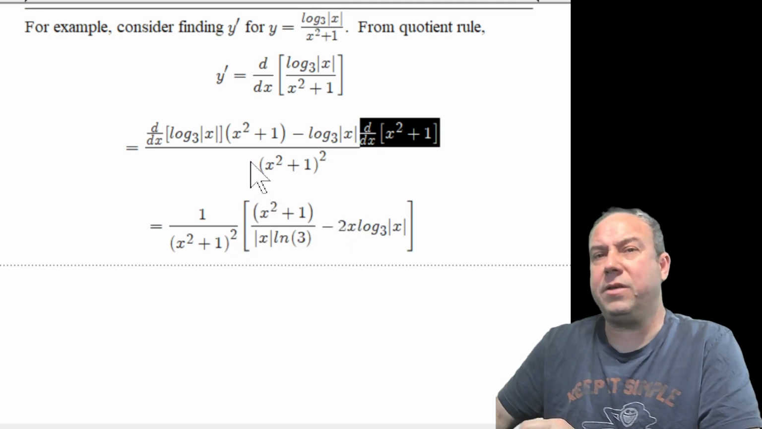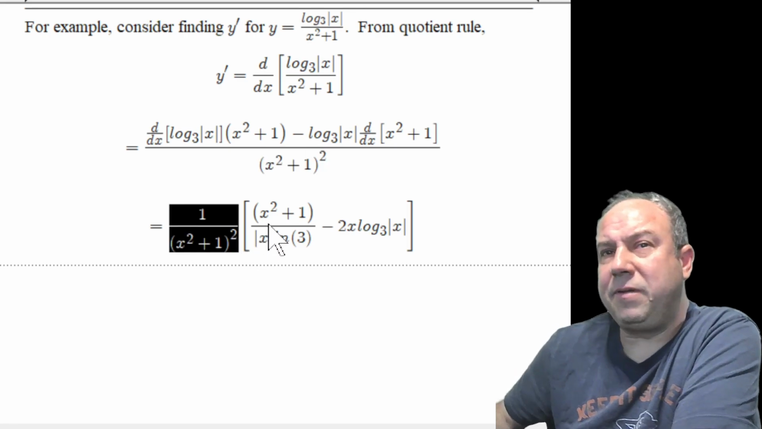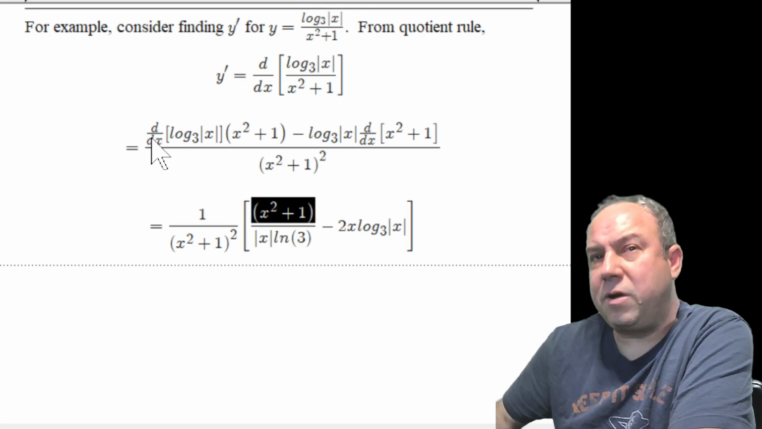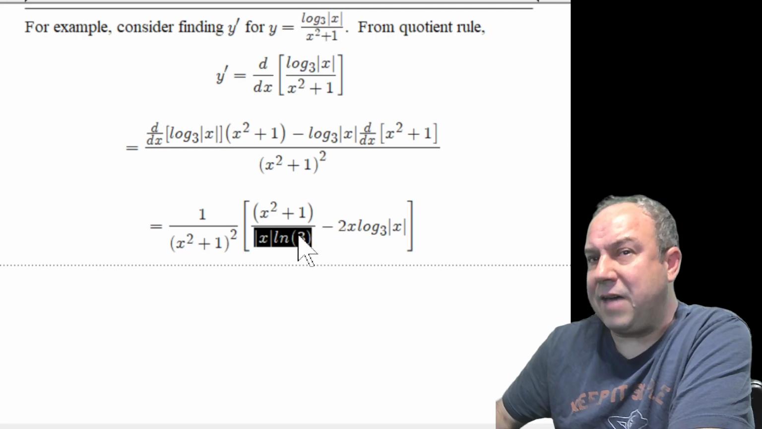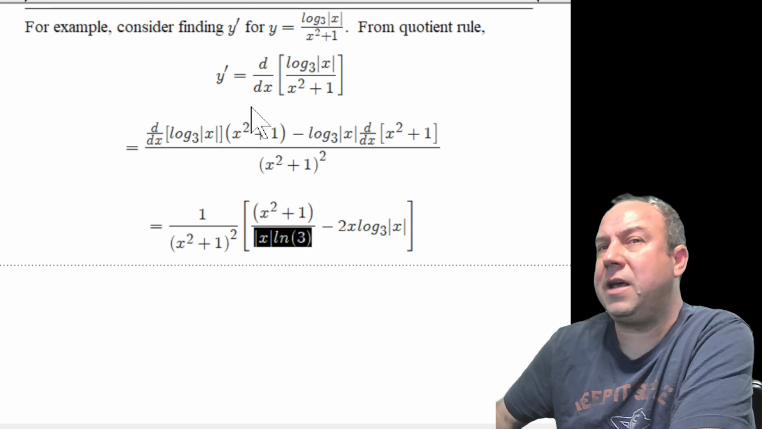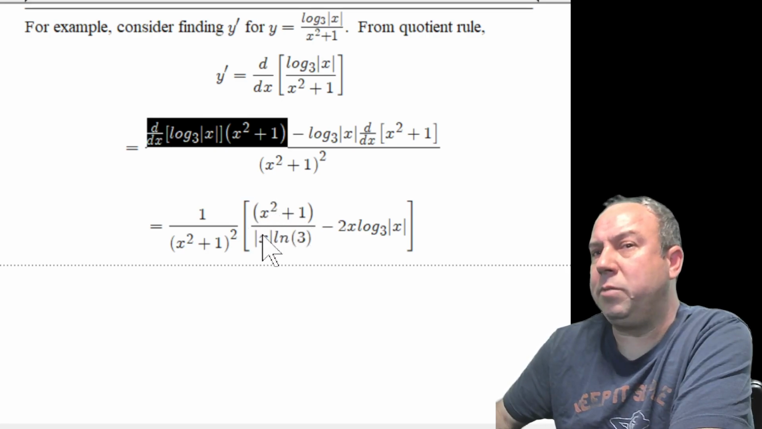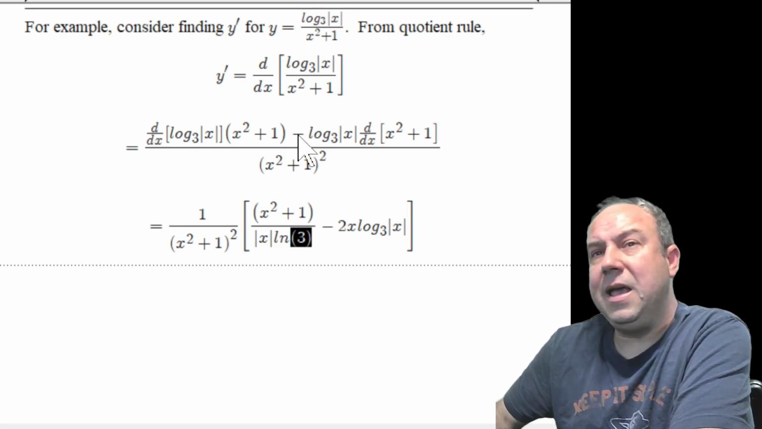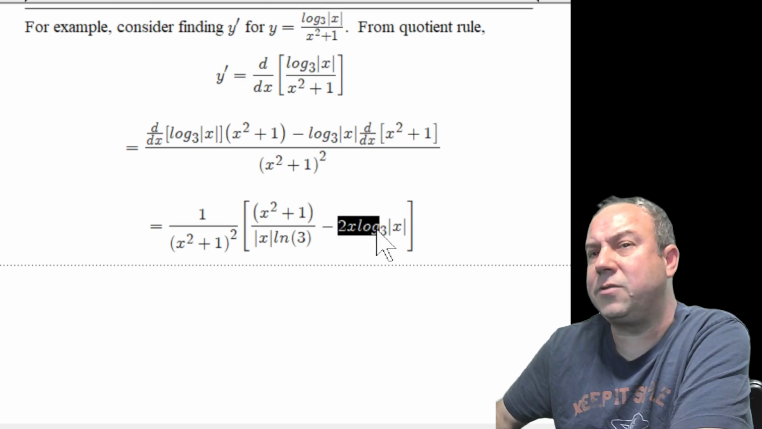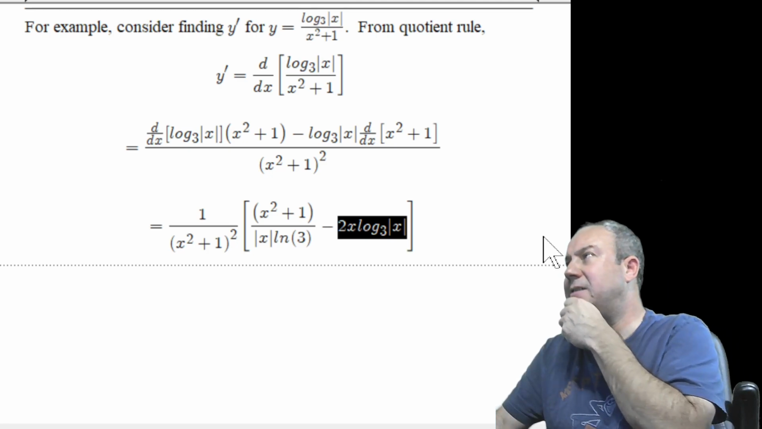Now, when we go to prepare this, I'm going to go ahead and bring the 1 over x squared plus 1 quantity squared out in front because this is going to help simplify this argument, because the derivative of the logarithm is going to be 1 over the absolute value of x times the ln of 3. So we are going to end up with this first term becoming a fractional value given by x squared plus 1 over the absolute value of x times the ln of 3. And that's all going to be minus over here. The derivative for x squared plus 1 is just 2x, so that will be minus 2x times the log base 3 for the absolute value of x.